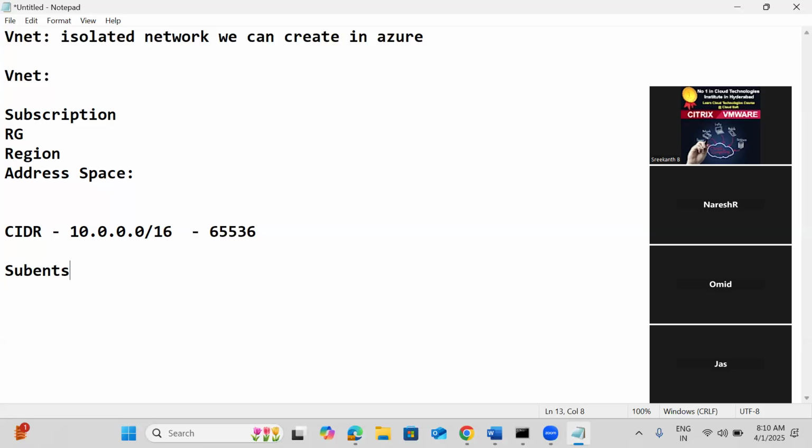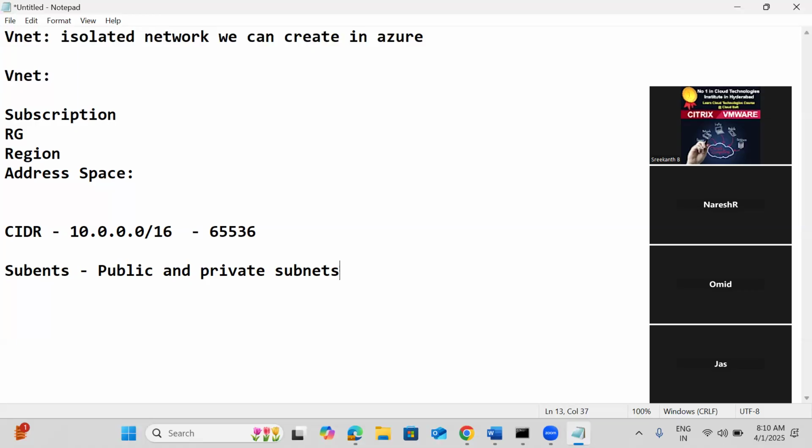So why mostly we are going for the subnets is, we will have two types of subnets, public and private subnets. What is the difference between public and private subnets? Public, you can access from the internet, and private resources are accessible only within your organization. By default, if you don't specify anything in Azure, it is going to become a public subnet itself. Optionally, we can make it a private subnet.